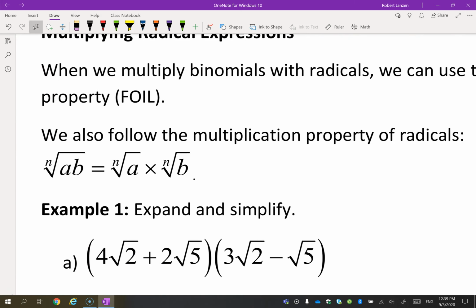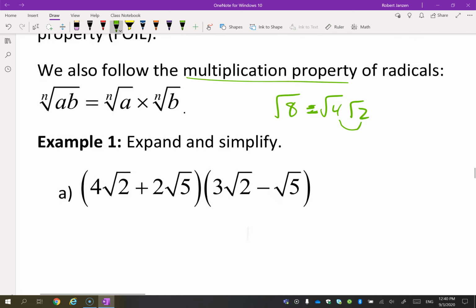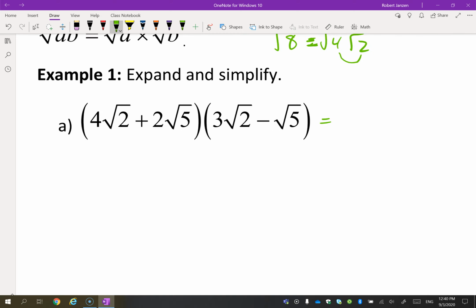Okay, so we're going to use foiling. We're going to use monomial multiplication. You just have to remember the multiplication property. Okay, just like when we were simplifying a radical, for example, if you had root 8, this is root 4 times root 2. Okay, because 4 times 2 is 8, these two are equal. So when I see 4 times 2, I can use that to multiply.